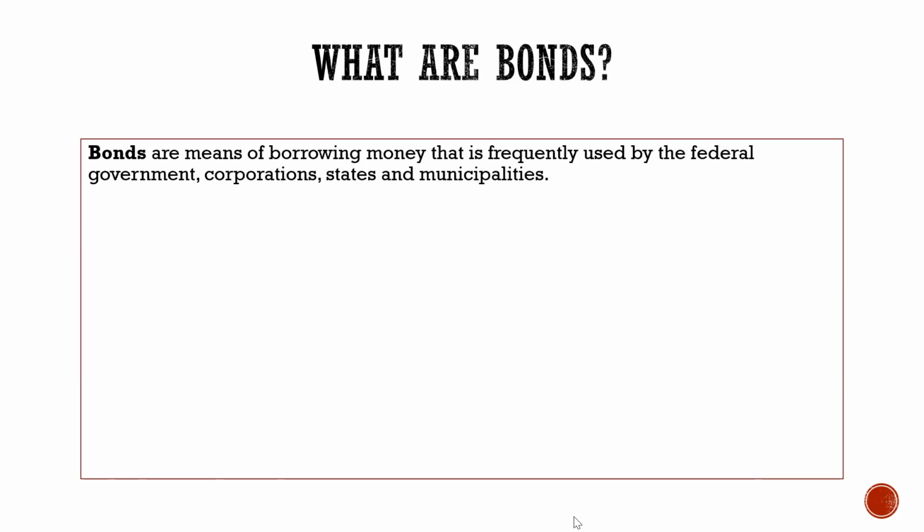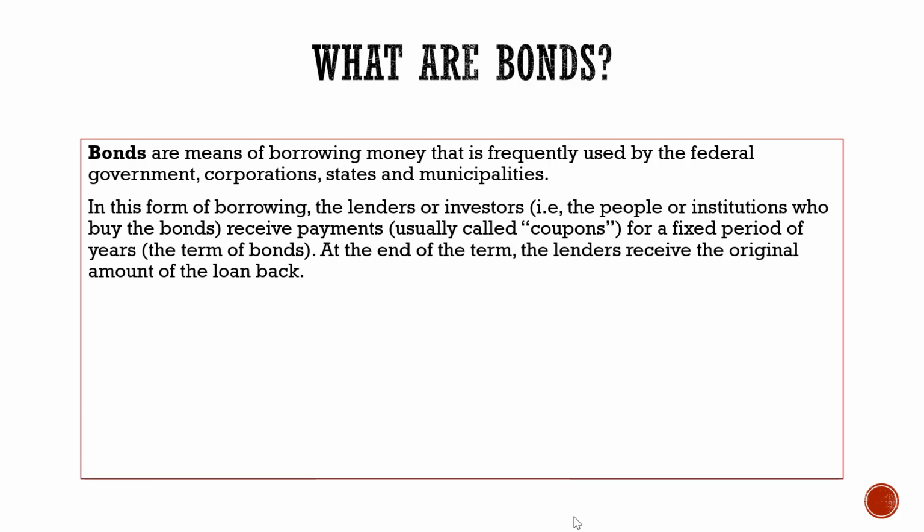So let's get to know what bonds are. Bonds are means of borrowing money that is frequently used by the federal government, corporations, states, and municipalities. In this form of borrowing, the lenders or investors, the people or institutions who buy the bonds, will receive the coupons for a fixed period of years. At the end of the term, the lenders receive the original amount of the loan back.